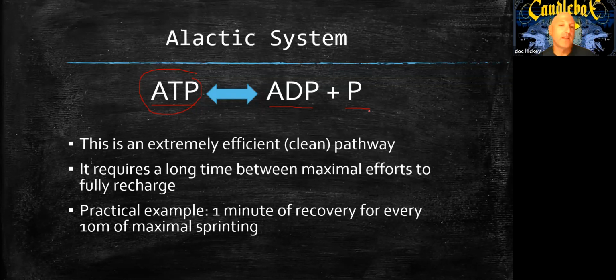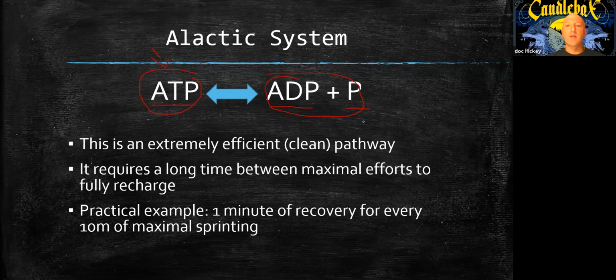But the splitting of ATP into ADP and P is instantaneous. It's a lot better than my snap of the fingers today. And this is an extremely efficient, very clean pathway. So in chemistry, we talk about our reactants on this side and our products over here. Our reactant is just an ATP. It's just going to get broken down into an ADP and a free phosphate. And then there's not a lot of mess to clean up.